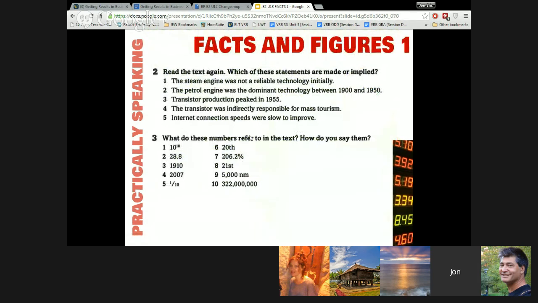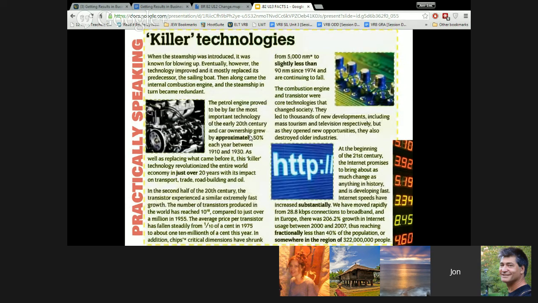The transistor production peaked in 1955. What is peak? Peaked is the highest it will ever be. Like the peak of a mountain is the highest point. I think it's true because it's compared just over a million in 1955. Okay, so they gave us a number. Yeah. It reached 10 to the 18th power.